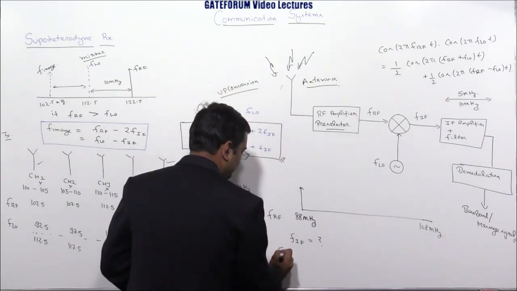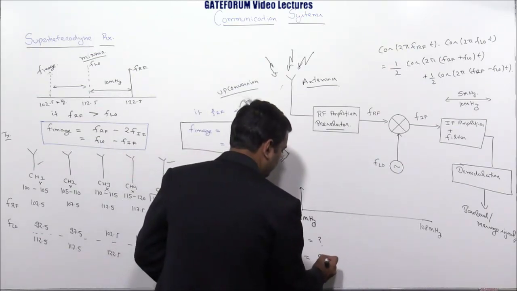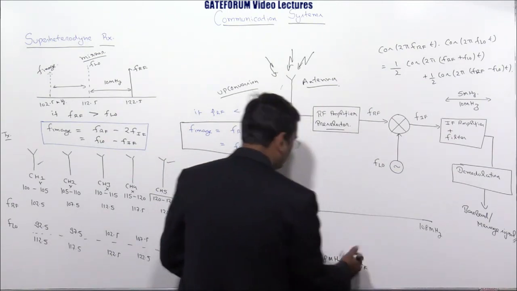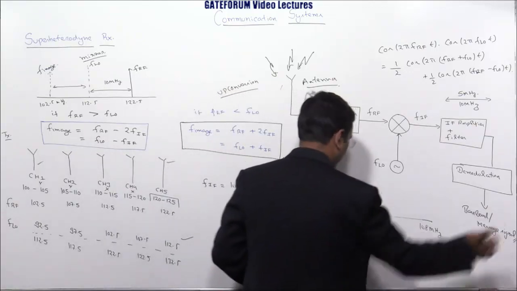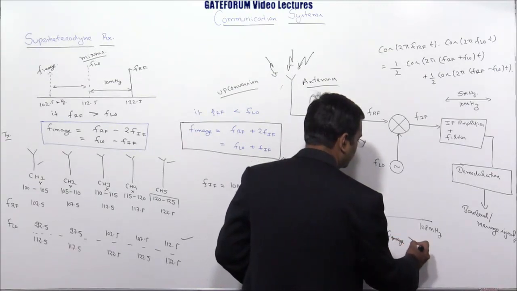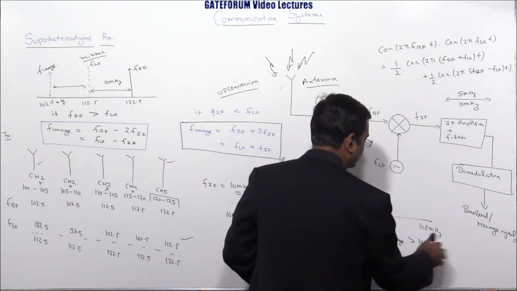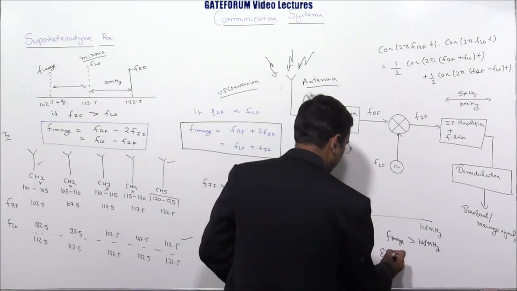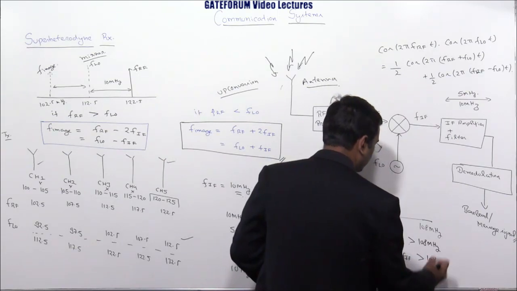So F image is nothing but 88 megahertz plus 2FIF. I don't know what is FIF. And what should be F image? F image should be at least 108 megahertz or beyond. So F image should be greater than or equal to 108 megahertz. Actually, it should be greater than 108 megahertz, right? So 88 plus 2FIF should be greater than 108.